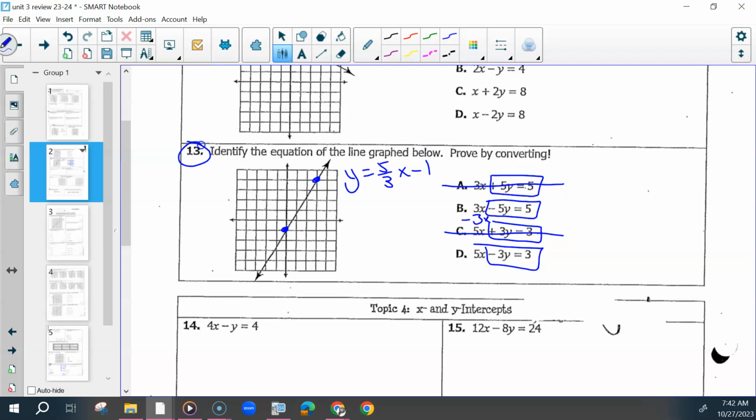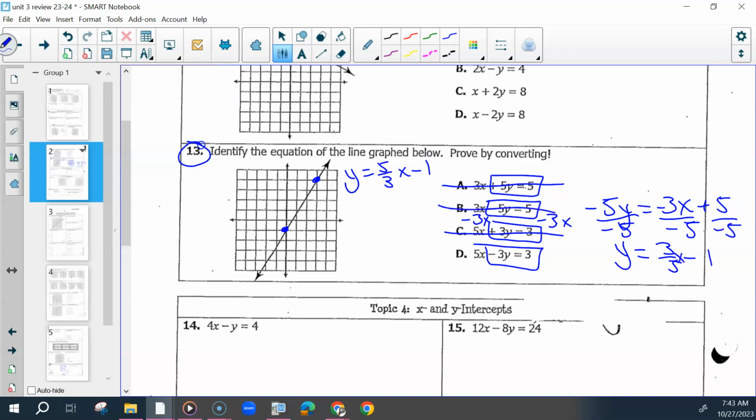So if we subtract 3x on both sides, and divide everything by -5, you have y equals 3/5 already. This is the opposite, so it's not going to be this one. So it would be D by default.